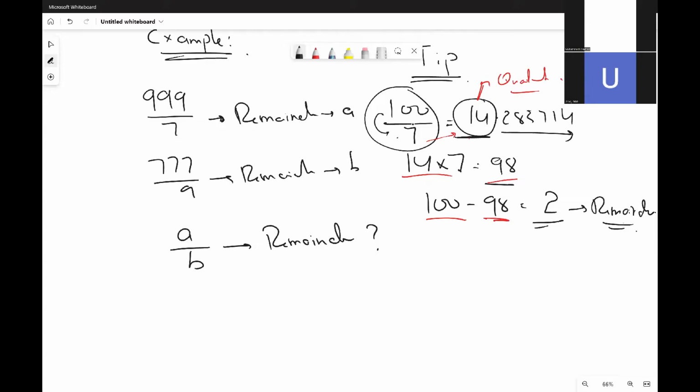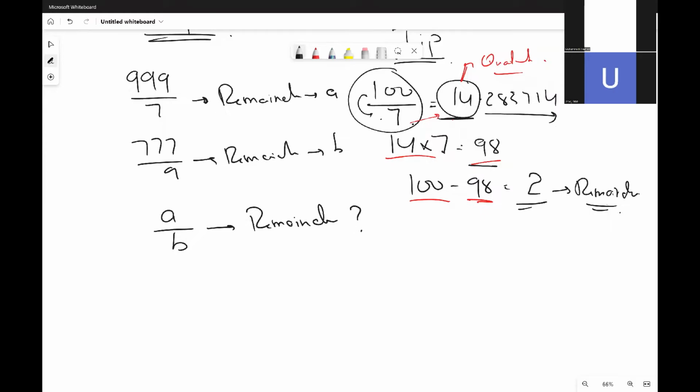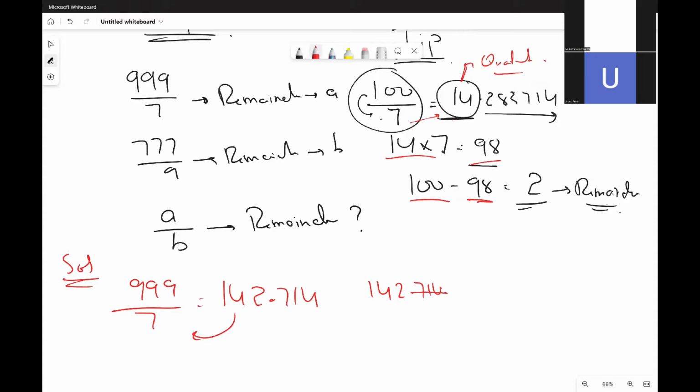Okay. So now, solve it. 999 by 7, guys. If you plug this value on your calculators, 999 by 7 would give you 142.714. अब हमने क्या करना था? इन दोनों को मल्टीप्लाई करना था. तो 142, नहीं सिर्फ क्वेश्चन, सॉरी 142, multiply by 7, the answer would be 994. For the remainder, 999 minus 994, the answer is 5.